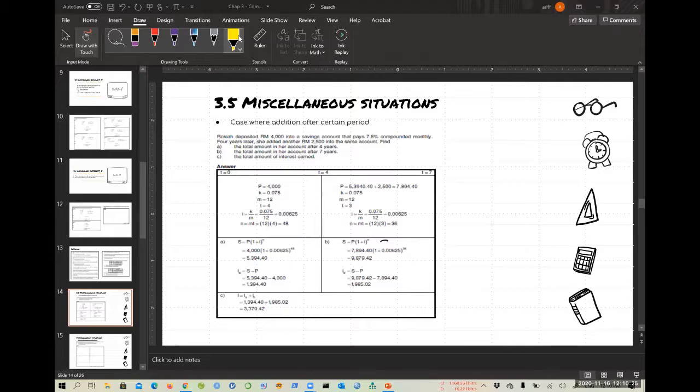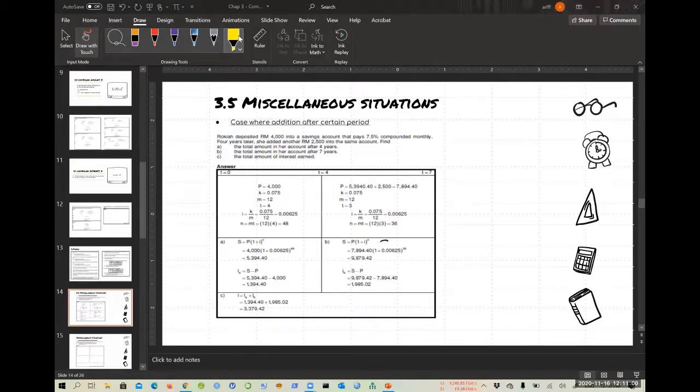So maknanya kat sini, kalau sekiranya kita ada perubahan dari segi penambahan nilai ataupun pengurangan nilai setelah sesuatu tempoh, apa yang perlu kita buat adalah kita perlu berhenti di tempoh di mana adanya perubahan berlaku dan kira future value dia ataupun nilai S dia di situ. Okay, sama ada dikira nilai S ataupun kirakan nilai P, so it depends on the question apa yang kita nak cari. So itu adalah perkara yang penting yang perlu you ingat.